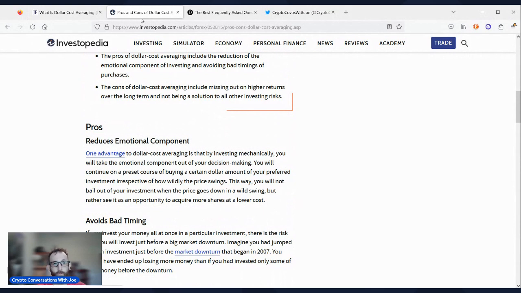One advantage to dollar cost averaging is that by investing mechanically, you will take the emotional component out of your decision making. You will continue on a preset course of buying a certain dollar amount of your preferred investment, irrespective of how wild the price swings. This way, you will not have to bail out of your investment when the price goes down on a wild swing, but rather see it as an opportunity to acquire more shares at a lower cost.